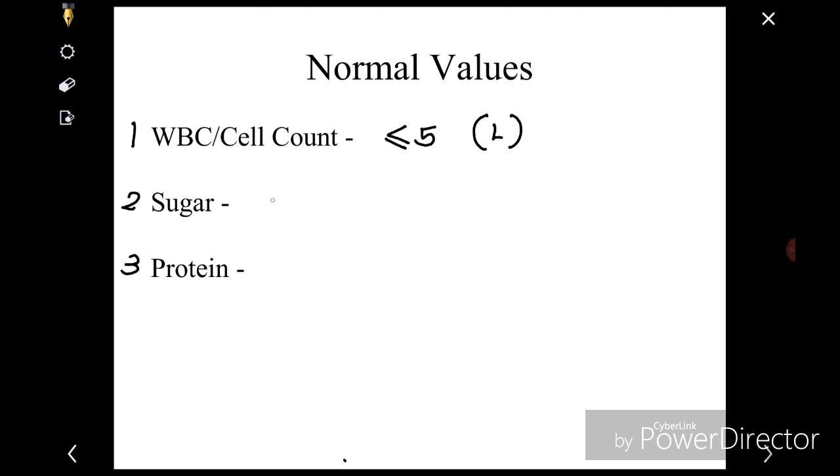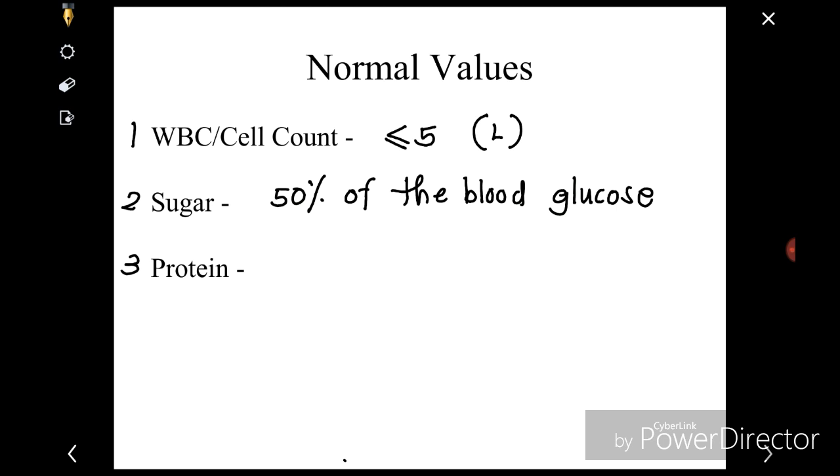The next one is sugar. It should be 50% of the blood glucose level. Some people and some books, some authors, say this 50% could be 60% or a little bit less than 50%. So for very accurate values, and to know what your hospital is following, just refer to your national guidelines. For protein, 40 milligrams per deciliter is normal. So up to 40 milligrams per deciliter is considered a normal value.